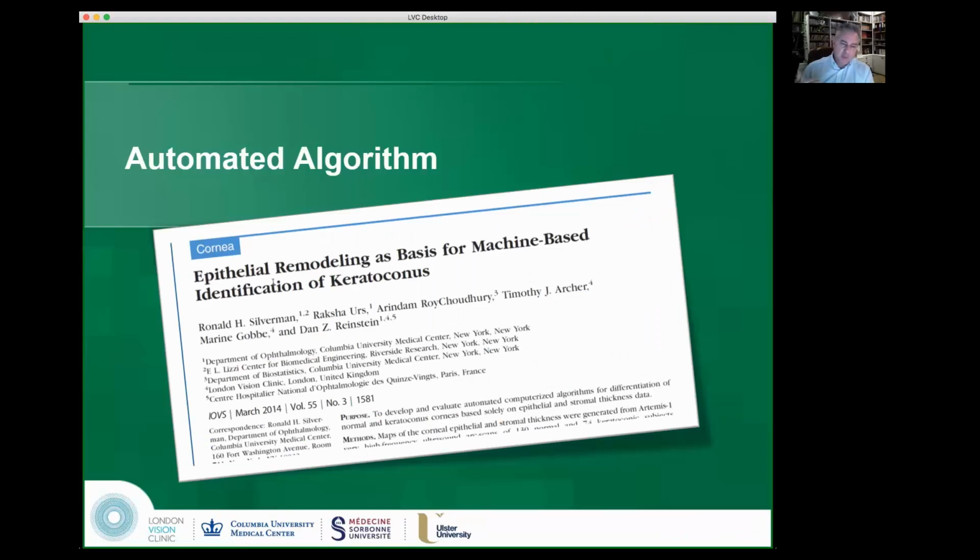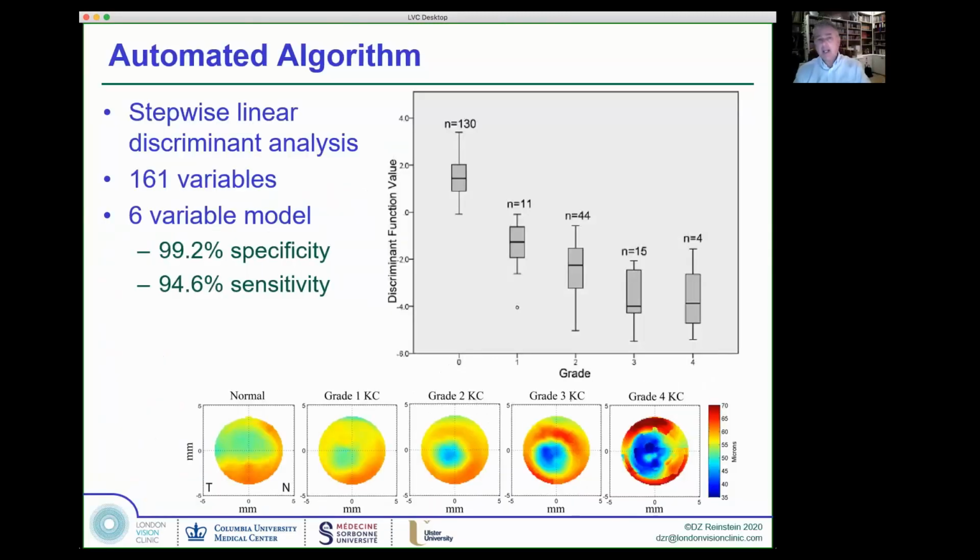And for that matter, Ron Silverman and myself applied for an R01 grant from the NIH. We got a couple of million dollars. We spent a few years doing a study where we found a machine algorithm that we could use. We started off with 160 variables and ended up with just a 6-variable model. But with those 6 variables and those coefficients, we were able, with incredible specificity, to say whether this was or wasn't keratoconus.